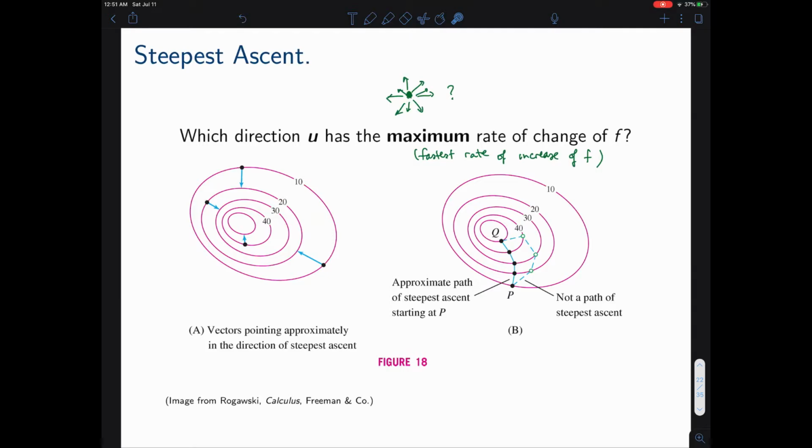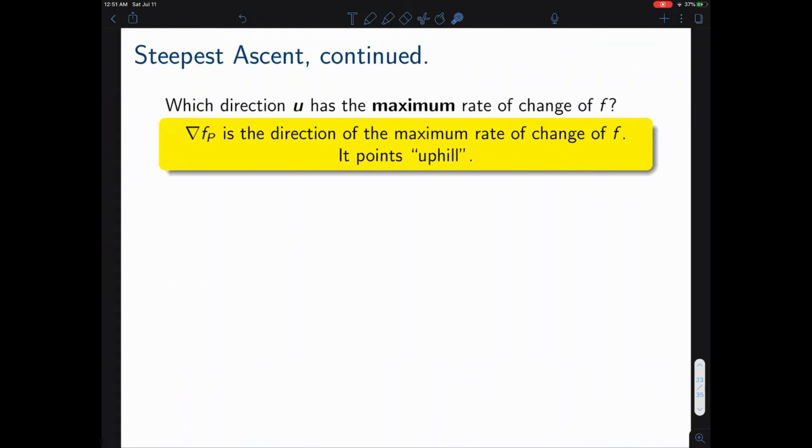How do we find those directions? How do we find the direction with the maximum rate of change? Well, the answer is that it's the gradient. The direction of the maximum rate of change is the gradient. It points uphill as much as possible. It's the steepest uphill pointing vector.